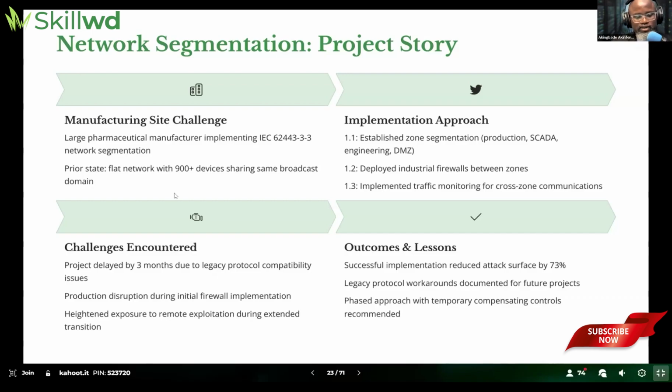Then eventually analyze and eradicate the potential. We just follow our regular incident response at that point in time. Challenges encountered in this case: the project was delayed by 3 months due to legacy protocol compatibility issues.